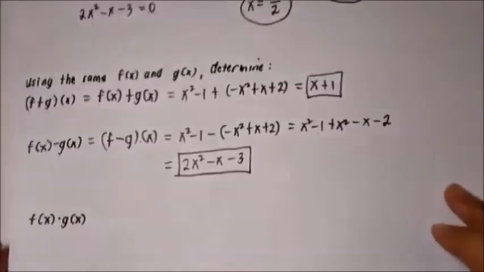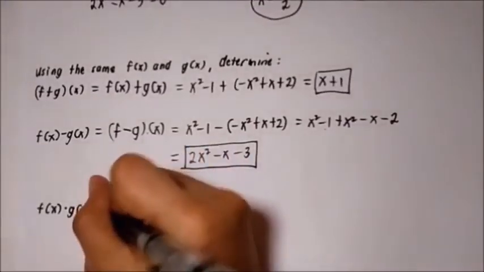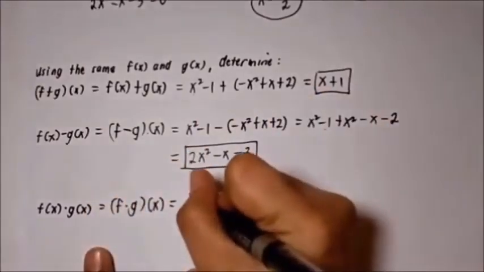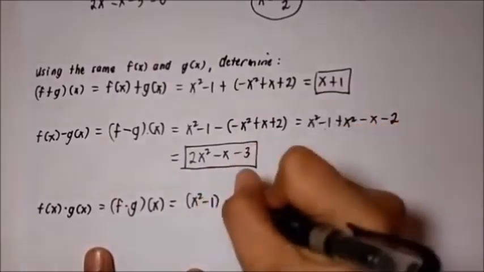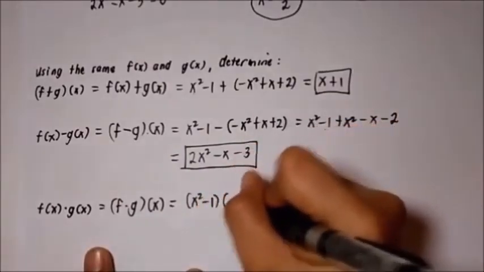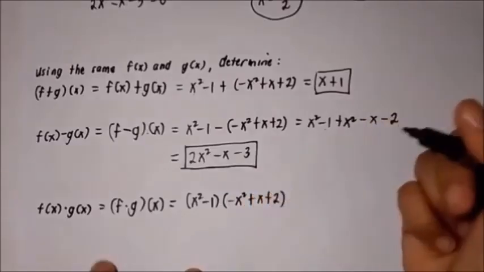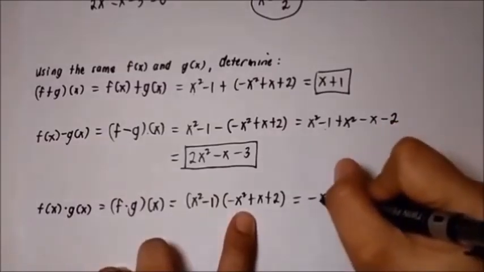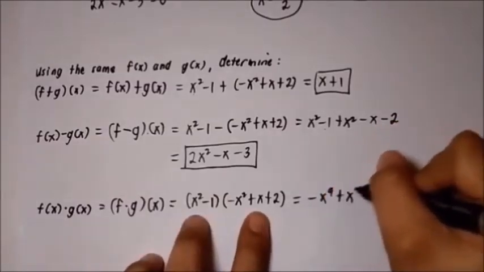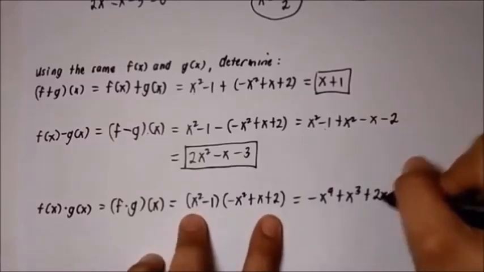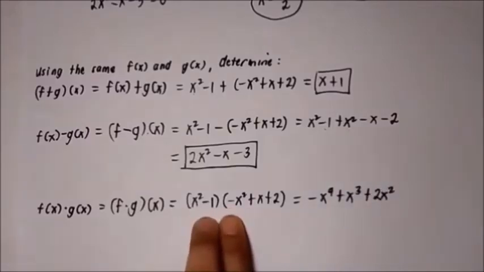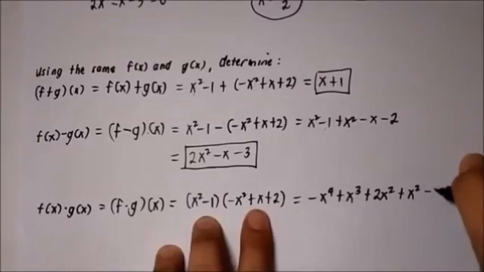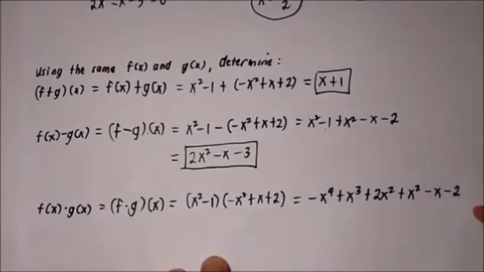So the third one would be the product of the two functions. So f times g of x. So f of x is x squared minus 1, and then times g of x, negative x squared plus x plus 2. So we will be using FOIL method. So let's distribute. X squared and then negative x squared, that would be negative x raised to 4. Positive x cubed, and then positive 2x squared. And then followed by negative 1 times negative x squared, so positive x squared. And then negative x and negative 2.